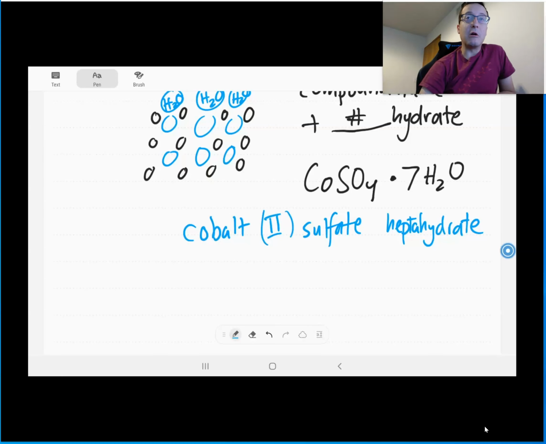It would be entirely wrong, Robert. Naming is all or nothing, so you gotta get the whole thing. So heptahydrate is where that water part is going, Elsa. So 7H2O is heptahydrate. So Shelby, that's another very good question.